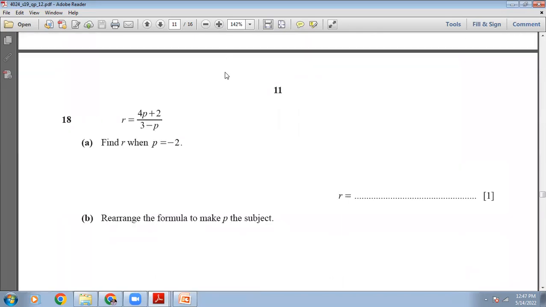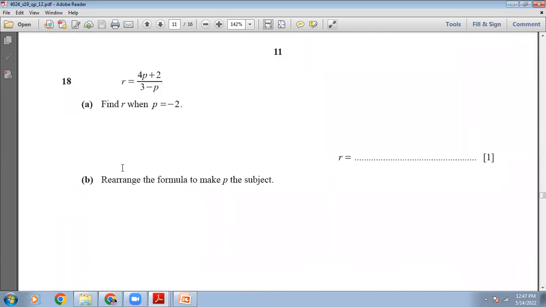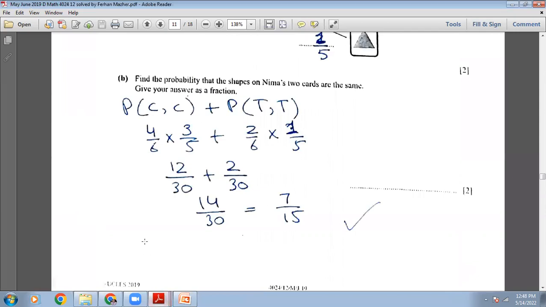The next question coming up on your screen is question number 18. He says, R is equal to 4p plus 2 divided by 3 minus p. Find the R when the p is minus 2. Very simple, straightforward question. Here in the place of p, substitute minus 2. So very easily you will be able to find the answer.